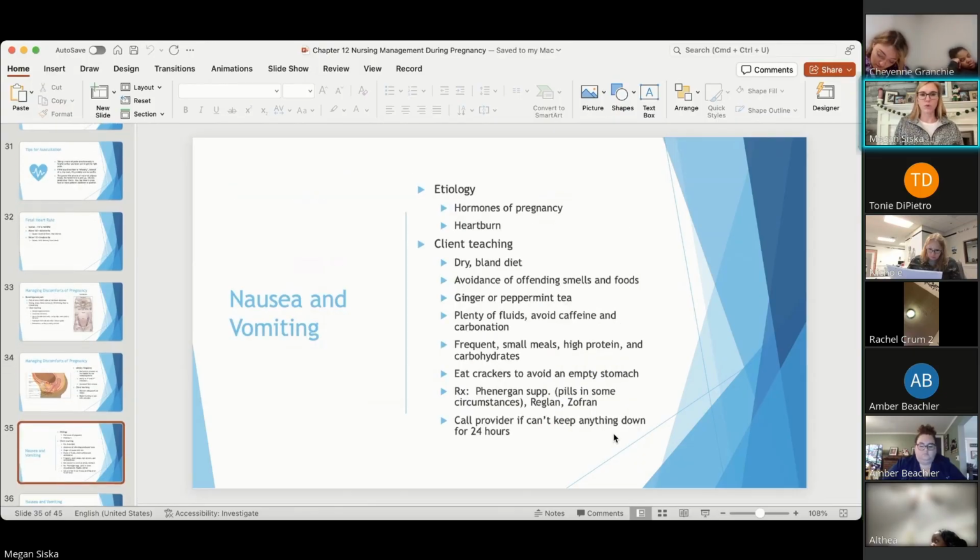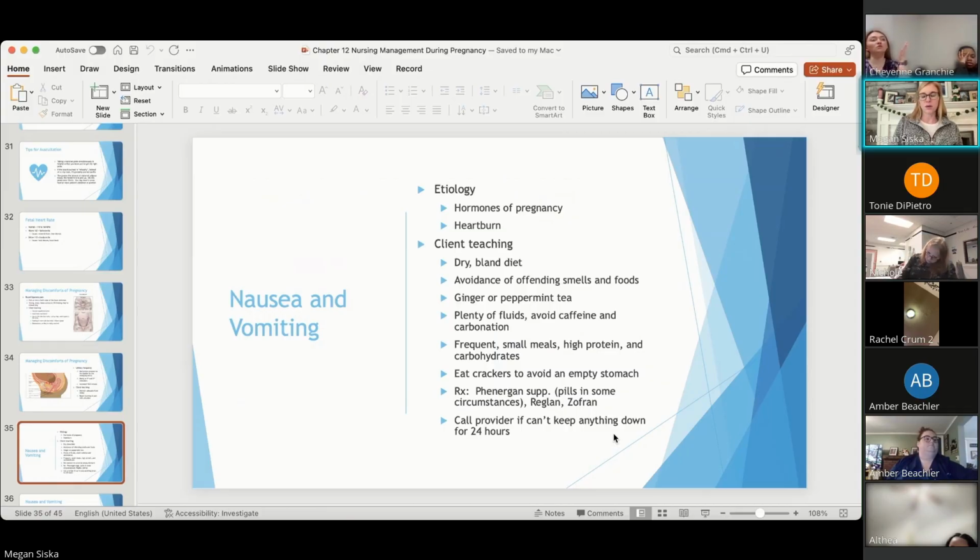Another common one, nausea and vomiting. Not hyperemesis, but just that morning sickness, which is not just in the morning. I don't know why they call it morning sickness, but this is caused by hormones of pregnancy, or maybe heartburn or indigestion. We do a lot of teaching about small, frequent meals, bland foods, or any foods that they can tolerate, maybe trying some ginger or peppermint tea, trying to stay hydrated, avoiding caffeine or carbonation. For some people, carbonation helps, so that's fine.